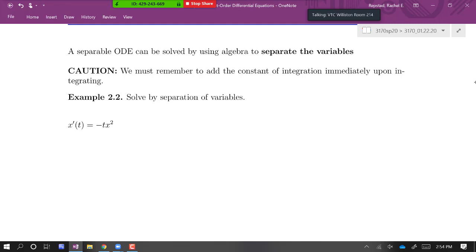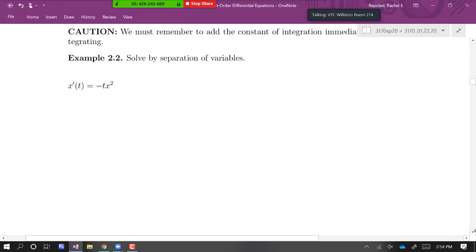So we're going to do some examples. We're going to integrate and solve some differential equations. Here, x prime of t is minus t x squared. When I'm solving by separating variables, I always rewrite that function in the dx dt form instead of the prime notation. This is separable. Negative t is our function of t and x squared is our function of x. So I'm going to segregate these out so that my x's are with the dx and my t's are with the dt.